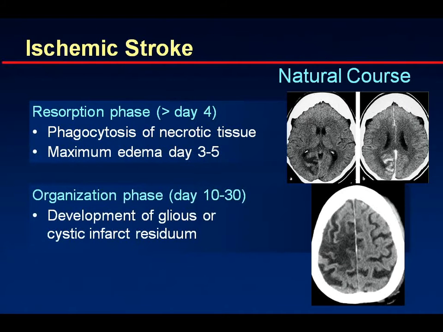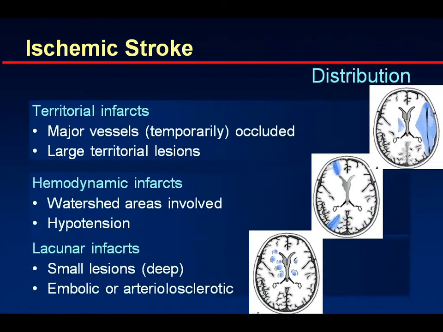In the organization phase, you'll ultimately develop glial scars or cystic infarct residuum, and the classic situation is that where you see very dense cortex and large areas that contain almost nothing. To decide whether something is a territorial infarct, a hemodynamic infarct, or a lacunar infarct, you'd have to look at the shape and the size. And the classic situation is if it follows perfusion territories, it's a territorial infarct.